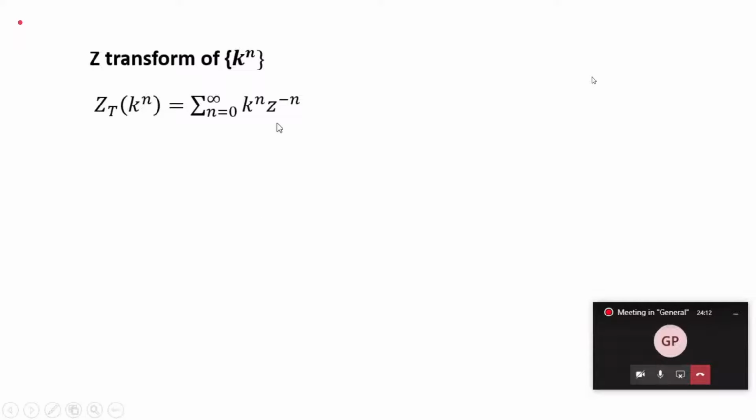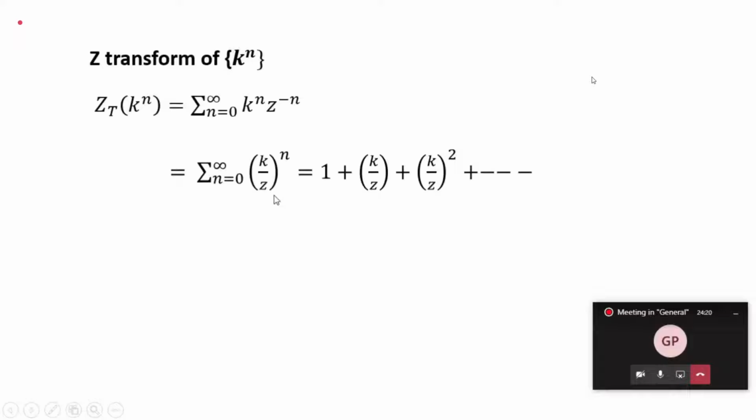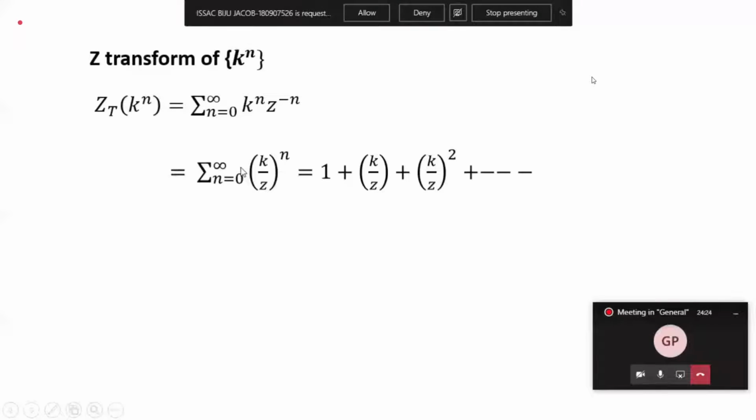Suppose I want to find the z transform of k to the power n. So what is it by definition? Summation k power n to be multiplied by z to the power minus n. And that is same as what? Summation of k by z to the power n, where n varies from 0 to infinity.